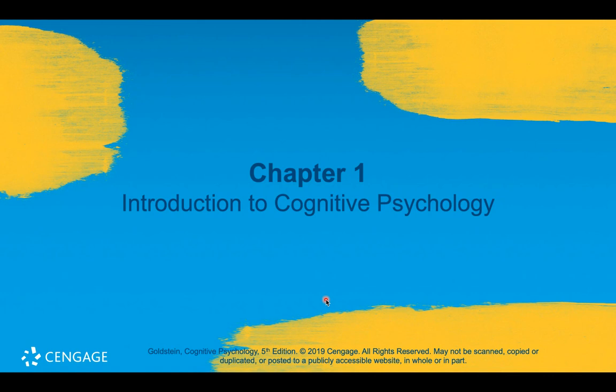What we're going to talk about in this chapter is just a basic introduction to cognitive psychology. What is cognitive psychology? A little bit about the history of cognitive psychology, how it came to be, its foundations. And then at the end, we'll get into some of the types of tools that we use and measurements that we take in order to study cognitive psychology as well as study the brain.